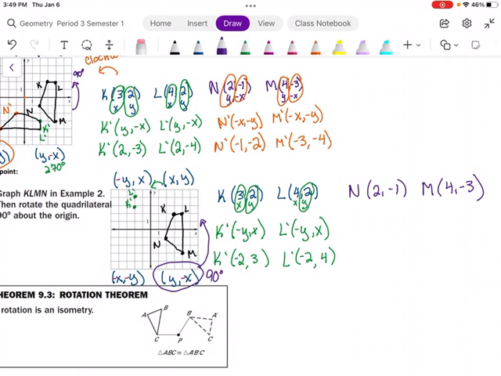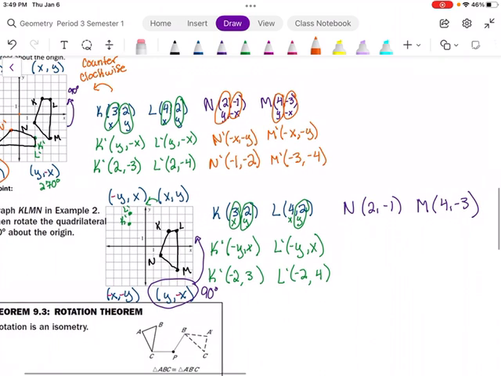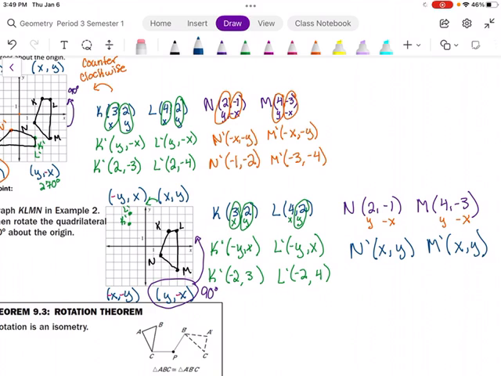These ones were in the fourth quadrant. So for these ones, we have (y, -x) for both of them, and we need to change it, so it's going to be (x, y) for both of them. So for N prime, -x is -1, so x will just be 1. And y is still going to be 2. So that one is at (1, 2) for N prime.